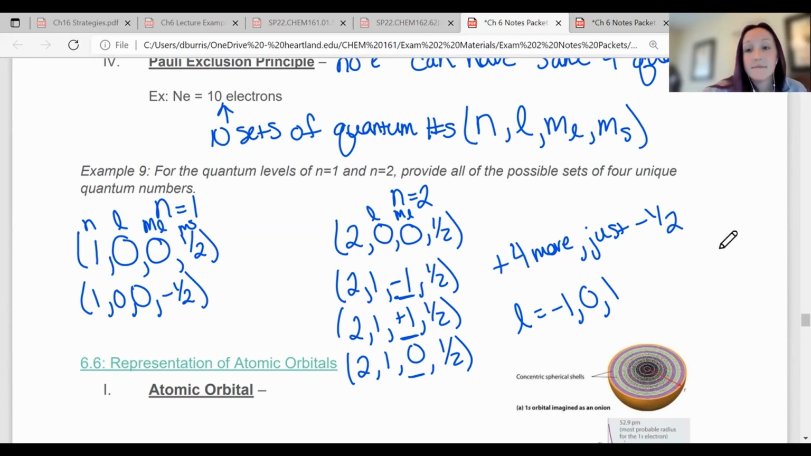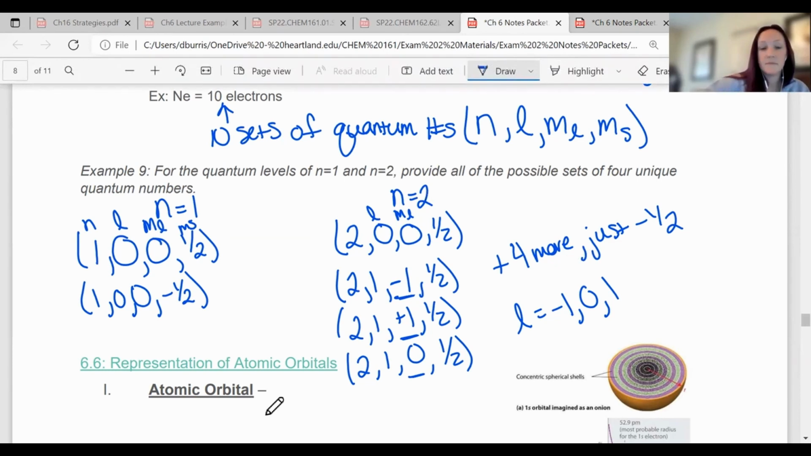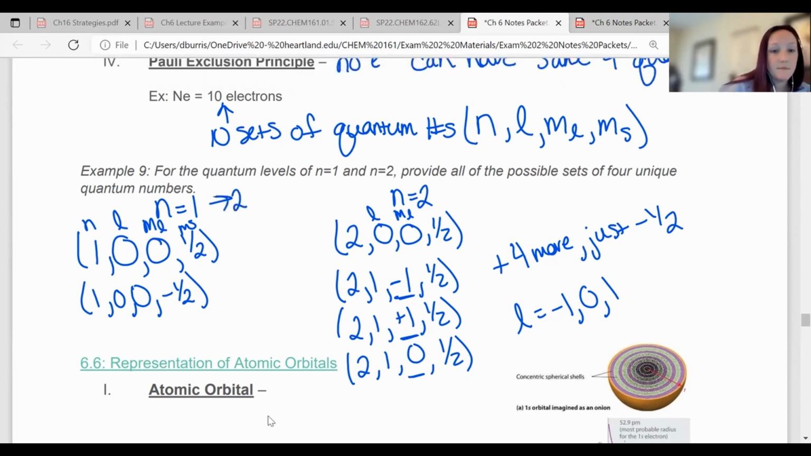So for neon, it has 2 energy levels, right? n equals 1, n equals 2, and neon will have 10 sets of quantum numbers. What we just did was write out all of the quantum numbers for all of neon's electrons. But if you had something that had 6 electrons, you'd have 2 in n=1, 4 in n=2, and you wouldn't necessarily know what numbers they were in n=2, unless I specifically told you, right?